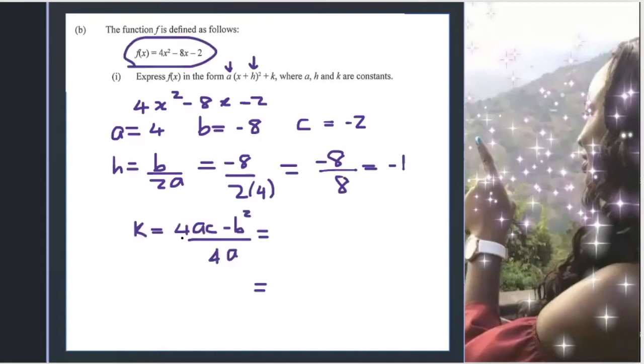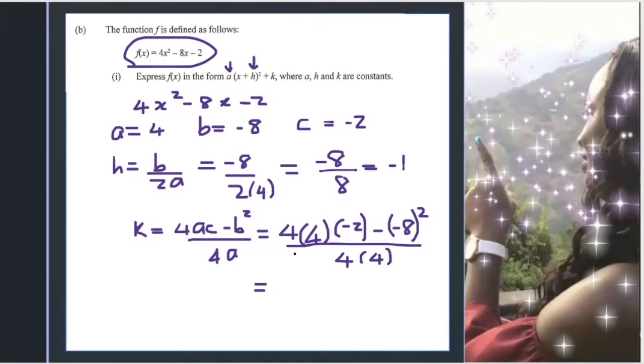So we're going to use the formula 4ac minus b squared all over 4a. So substituting what is a is 4, c is minus 2, and b is negative 8. And we square this all over 4 times a, and a is 4.